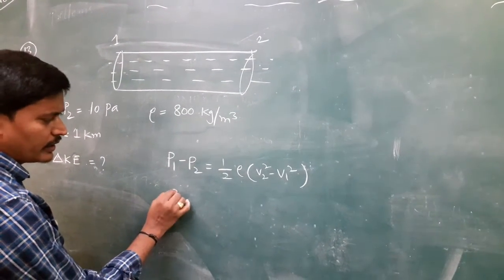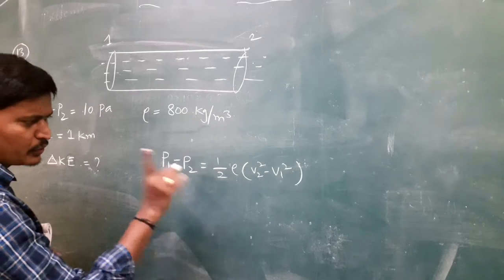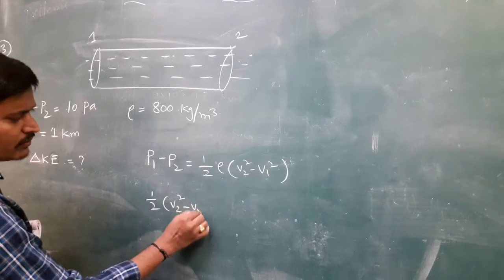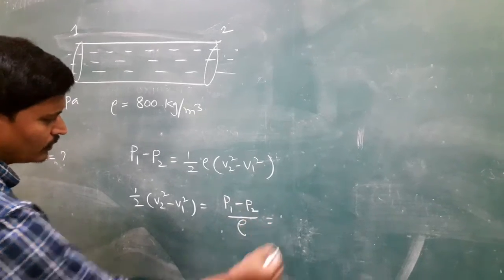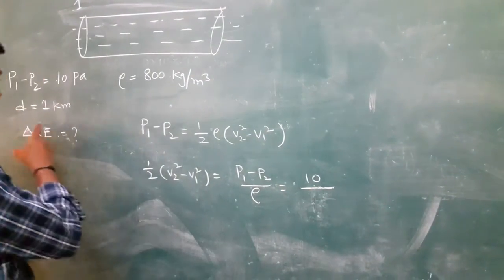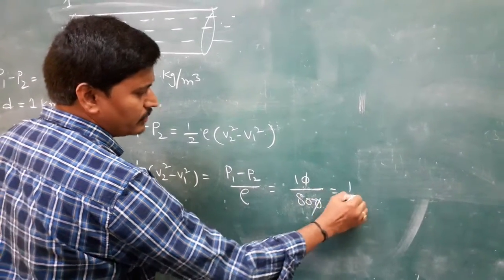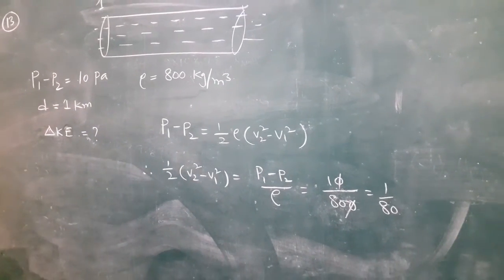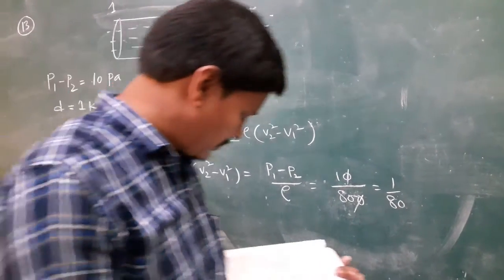Density is mass by volume, and the change in kinetic energy per unit volume is asked. Therefore 1 by 2 into V2 square minus V1 square is equal to P1 minus P2 divided by rho. P1 minus P2 is 10 megapascal divided by rho, the density of this liquid, 800. So the volume cancels. This is the change in kinetic energy per unit mass, and the mass value is equal to 1.